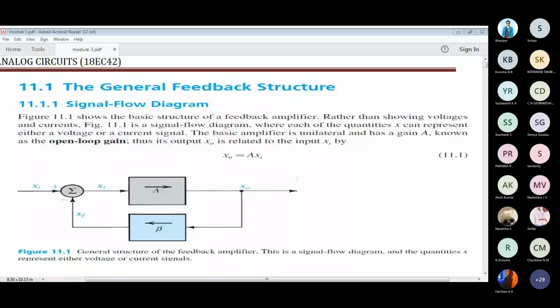The diagram is showing the general feedback structure. Any circuit you are having, any component, or you consider a block which has a gain, that is A, from the input to the output. Later, whatever output we are getting is X naught. It may be a current signal, it may be a voltage signal. This is the signal.